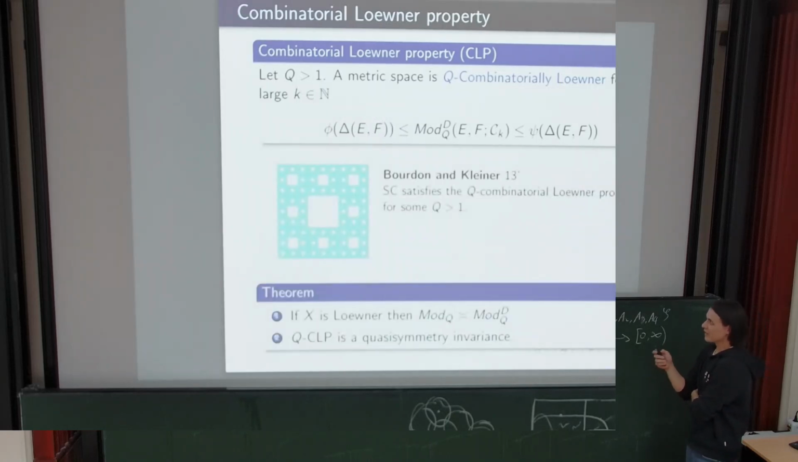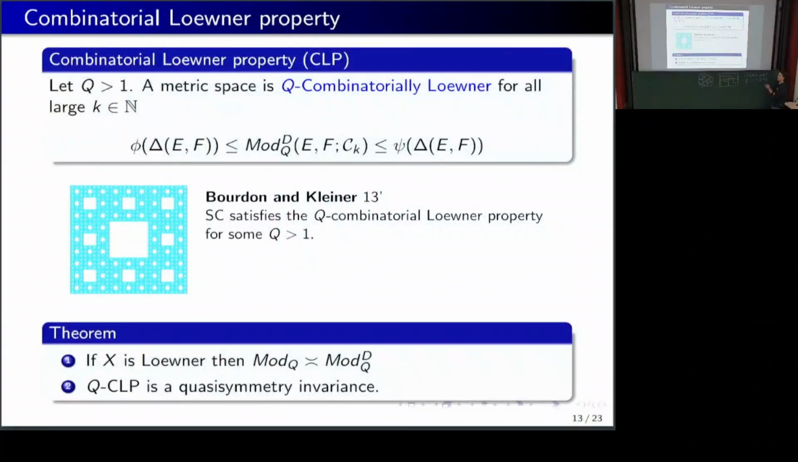Now the good news is that Heinonen and Kleiner showed that the Sierpinski carpet, which didn't satisfy the Q-Loewner property, now satisfies this discrete Q-Loewner property, or the combinatorial Q-Loewner property. And a really useful result is that if I have a Q-Loewner space in the beginning, then these two different notions of modulus actually give me the exact same thing. You can also say the same thing with much weaker assumptions, but anyway, for Q-Loewner spaces, this is true. And one really good thing about this construction is that the combinatorial Q-Loewner property is quasisymmetry invariant. Meaning that if one of the metric spaces which are quasisymmetric is combinatorial Q-Loewner, then all of them are. So this at least indicates that we are doing something right.